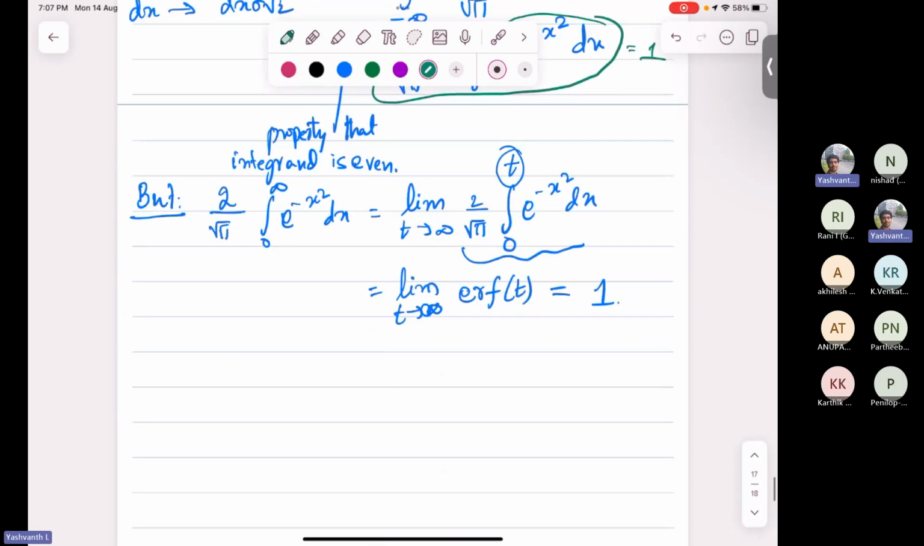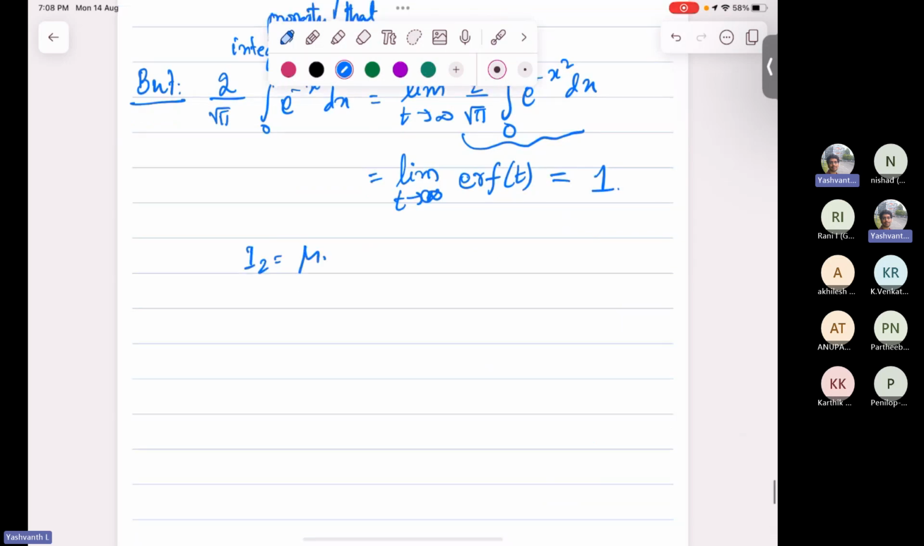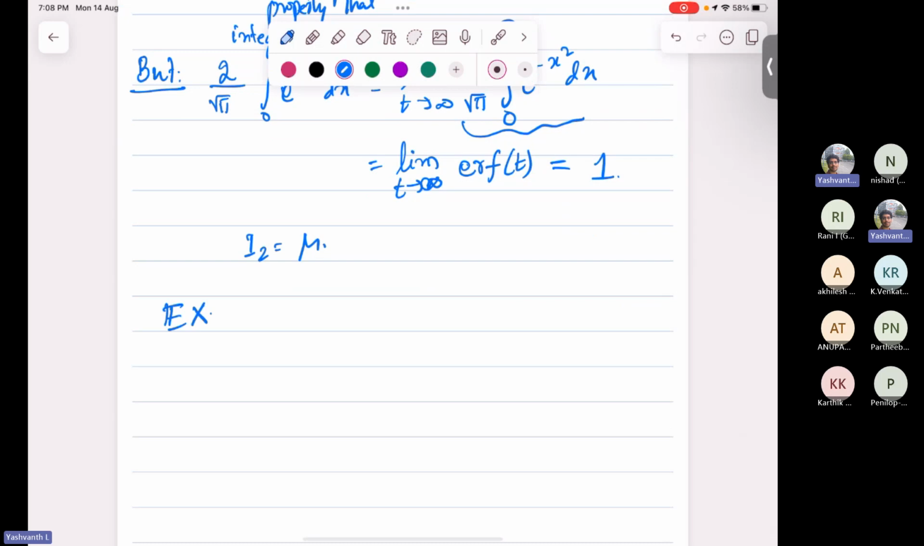So what is left? Just mu. What does it mean? I2 equals mu. My original expected value is I1 plus I2, but I1 was 0 and I2 equals mu. So the expected value equals mu. Okay, fine.